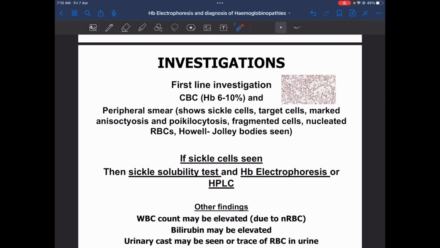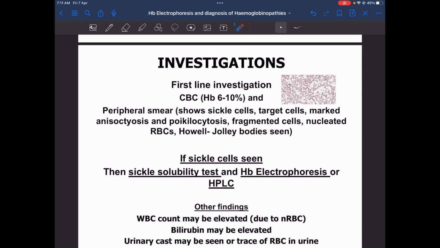You can see some target cells, which are ones I just showed you earlier. You can see marked anisocytosis and poikilocytosis. Now, what are these terms? Anisocytosis, aniso, not the same size, right? So cytosis, an increase in the number of cells that are not the same size. And poikilocytosis, an increase in the number of cells that are not the same shape.